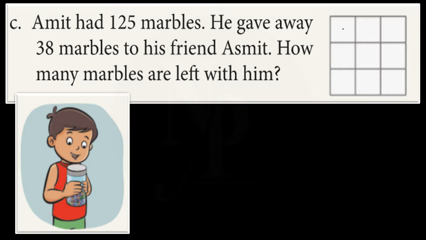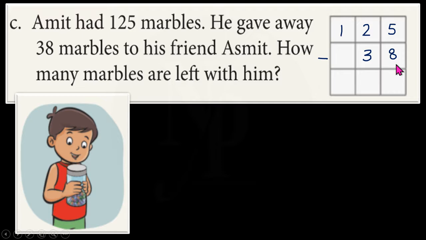125 is a 3-digit number. 1 is in hundreds place, 2 is in tens place, and 5 is in ones place. As I said, we are subtracting, so I put a minus sign here. And 38 is a 2-digit number, and 3 is in tens place, 8 is in ones place. We should take care while writing down such numbers, either for addition or subtraction.